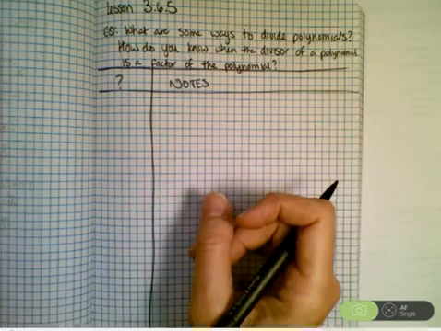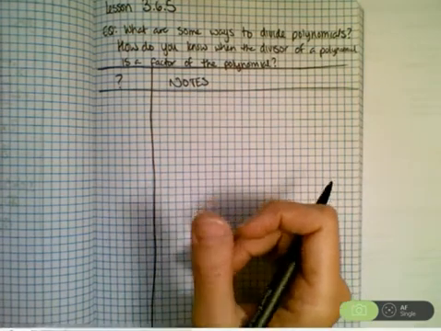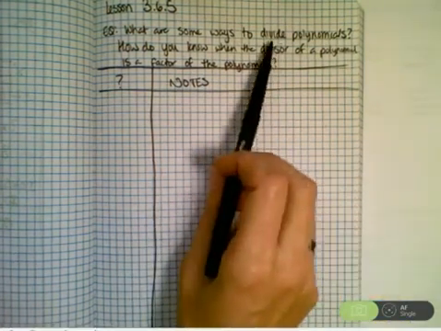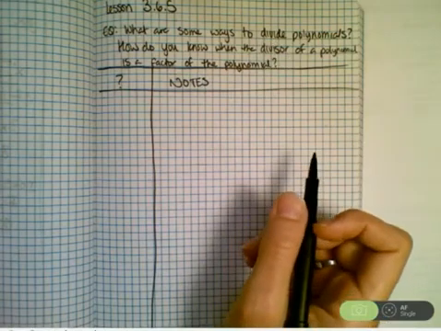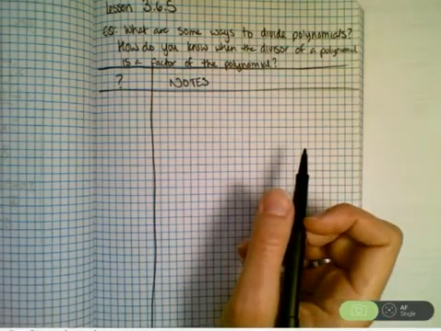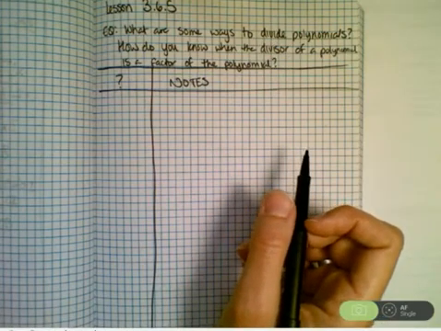This is lesson 3.6.5, and what we're going to look at today is how we divide polynomials. So last time we looked at adding, subtracting, and multiplying. Now we're just moving on to the next step, which is division.